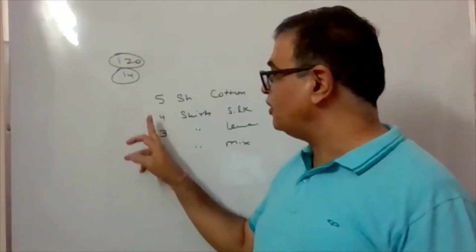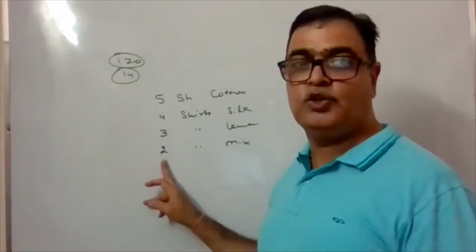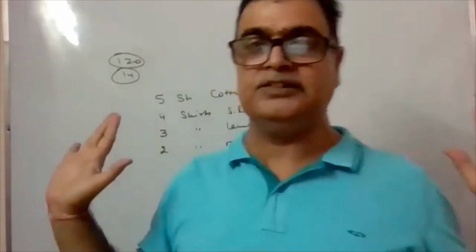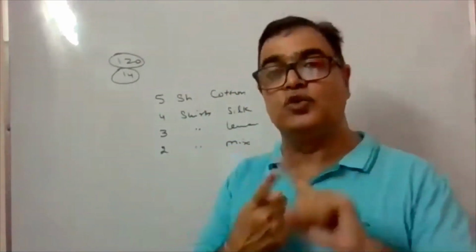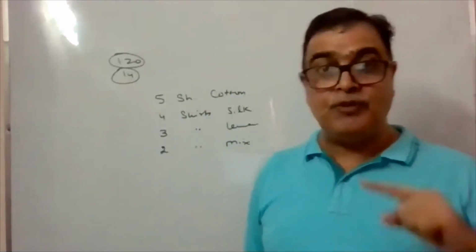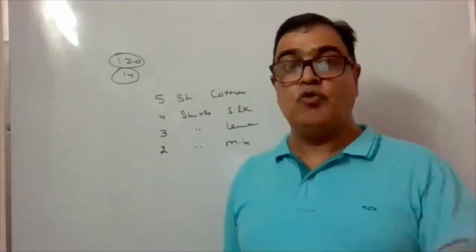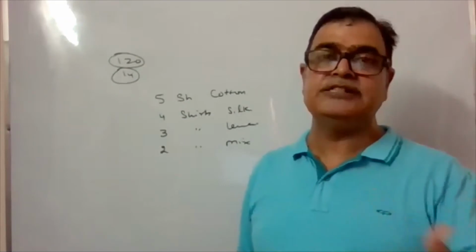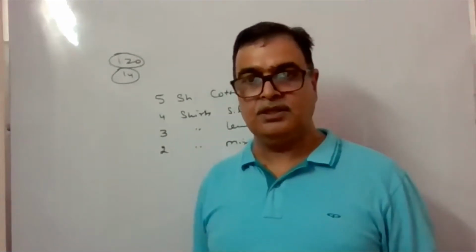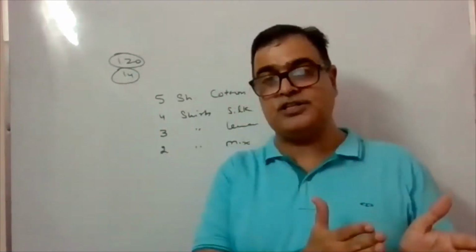So I have options of 5, 4, 3 and 2. 14 shirts options are with me. So I should say the addition rule will be here. Whenever "or" comes, we should say addition. Whenever "and" comes, we will say multiplication. So either of these processes we will be doing.